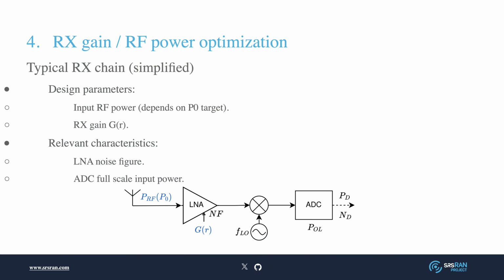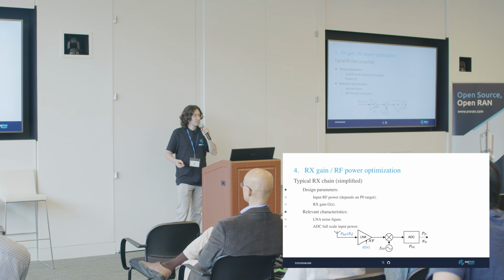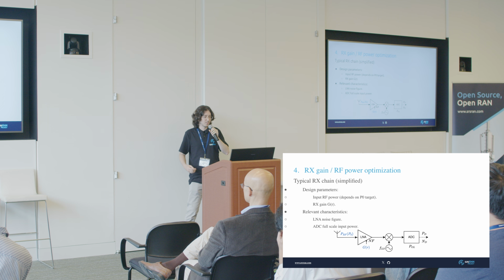Okay, so again, let's go back to our typical, very simplified model of a receiver chain, and let's talk about the design parameters that we have in order to optimize the receive gain and RF power of our system.